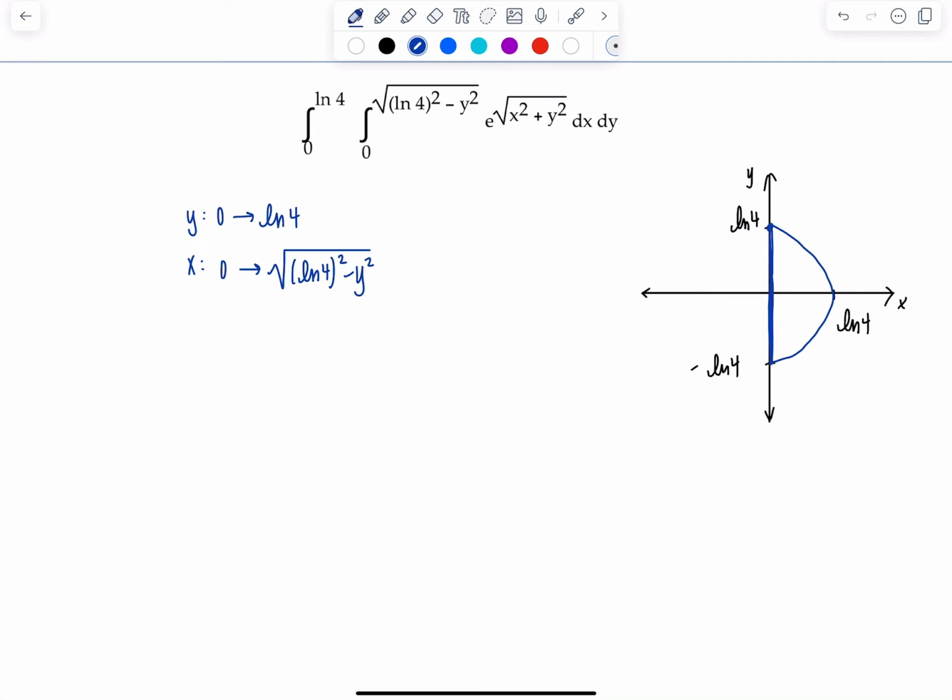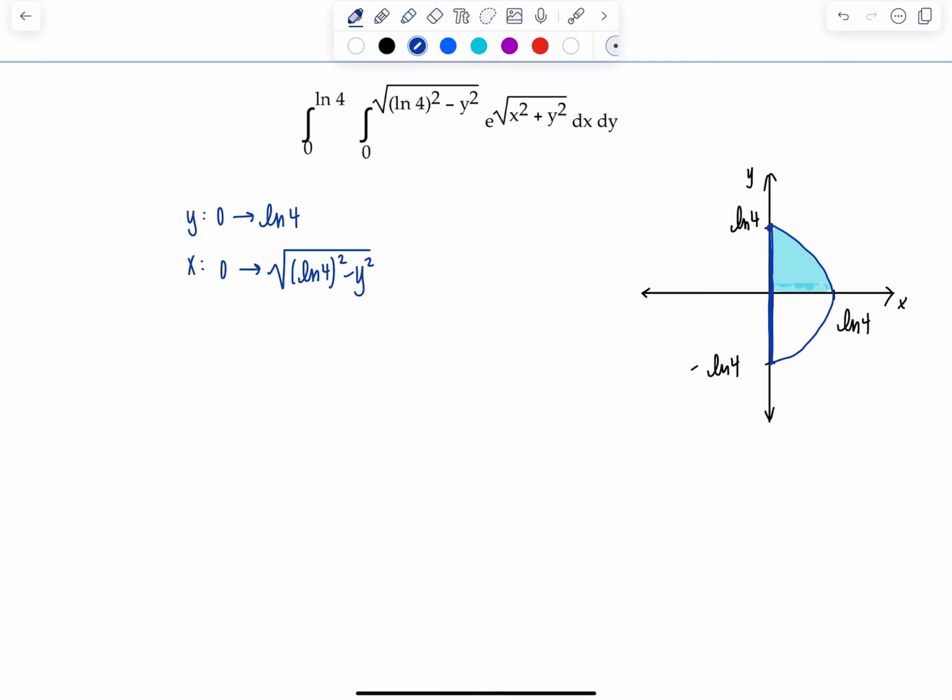And then this is interesting. Y goes from 0 to ln of 4. So I'm not going to shade this whole thing. No, we're starting at 0 all the way up to ln of 4. So it looks like we've just got a quarter circle this time, right?